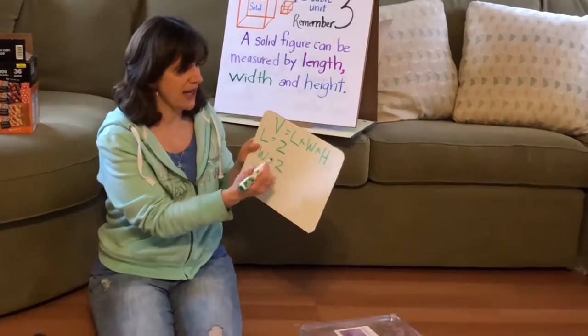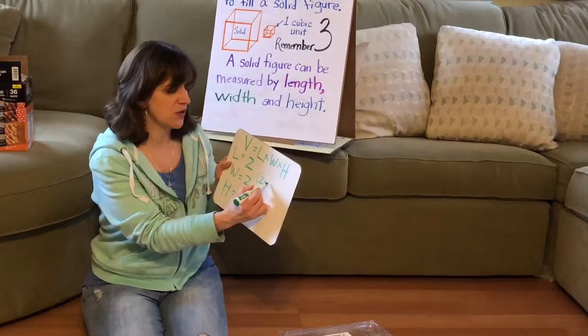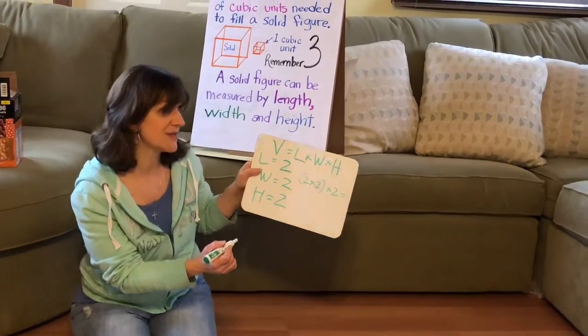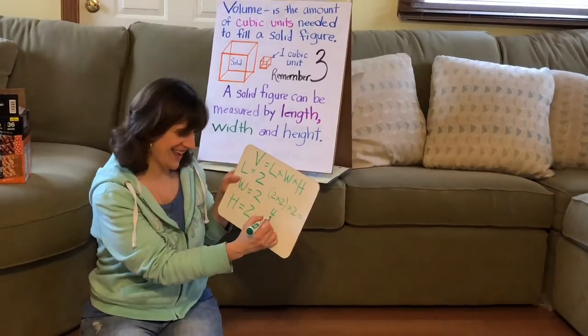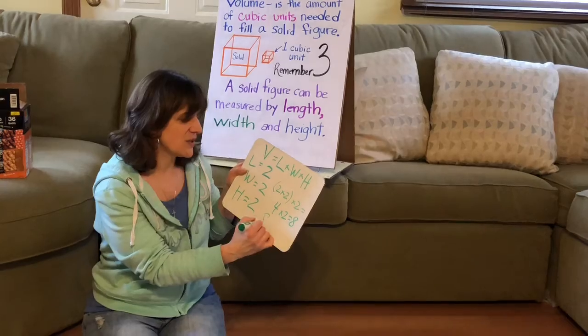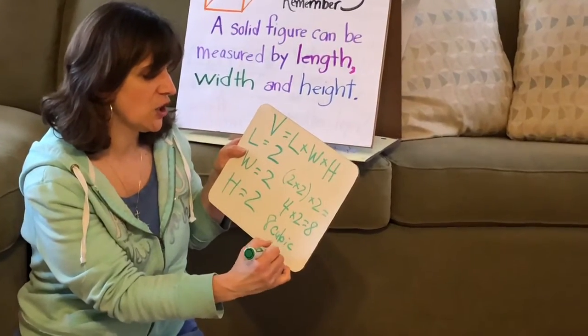So we would take 2 times 2 times 2. You can even use your friends, the parentheses, to help you if you wanted. 2 times 2 is? 4. Thank you. And 4 times 2 is? 8. So this solid figure is 8 cubic units.